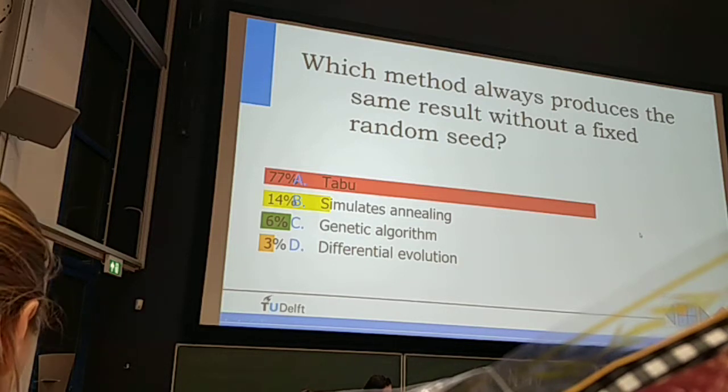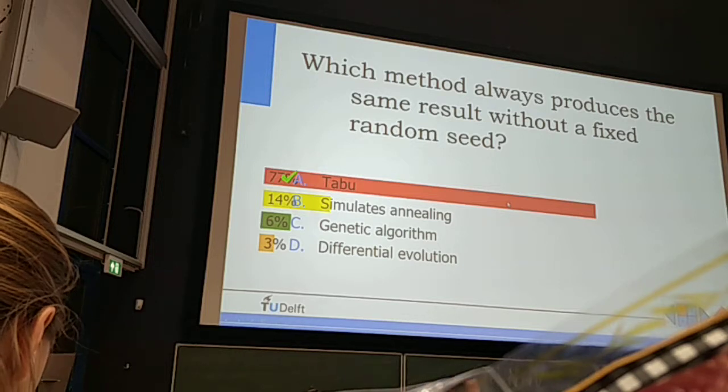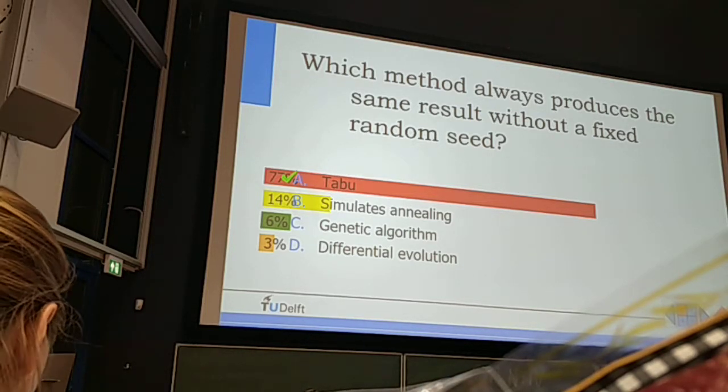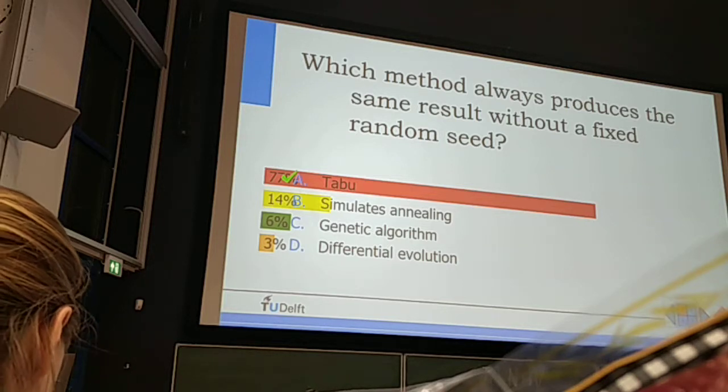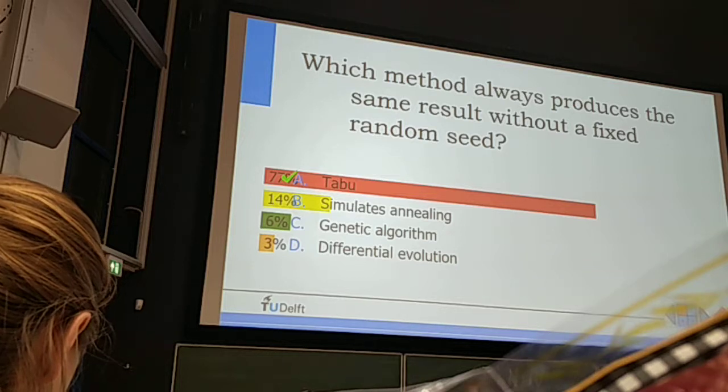At least it's taboo search. One of the nice things about taboo search is that it's opposite the others. It doesn't use any random numbers. So if you give an initial solution, it will always end up with the same path. It will always take the same path for the final solution. So it's nice and reproducible.